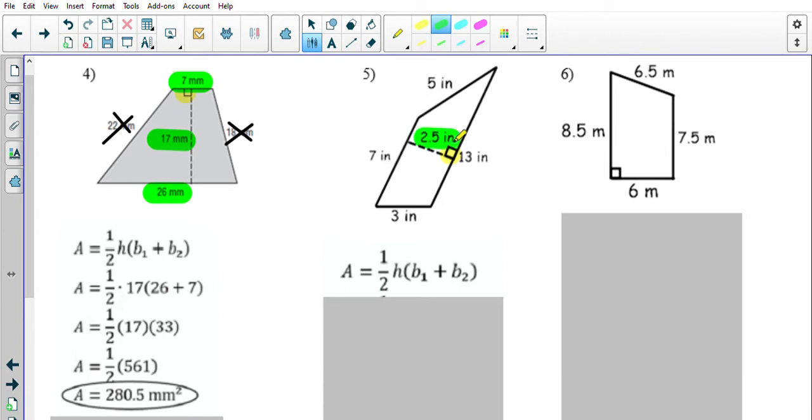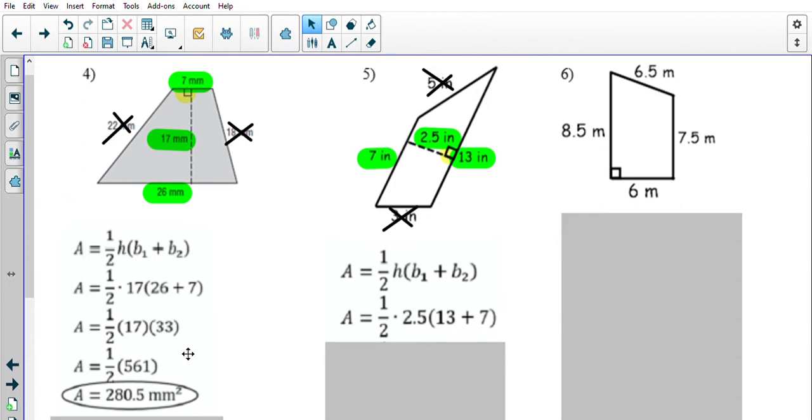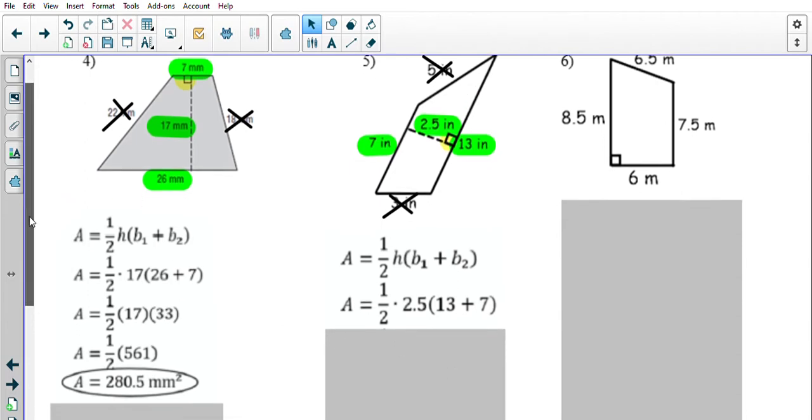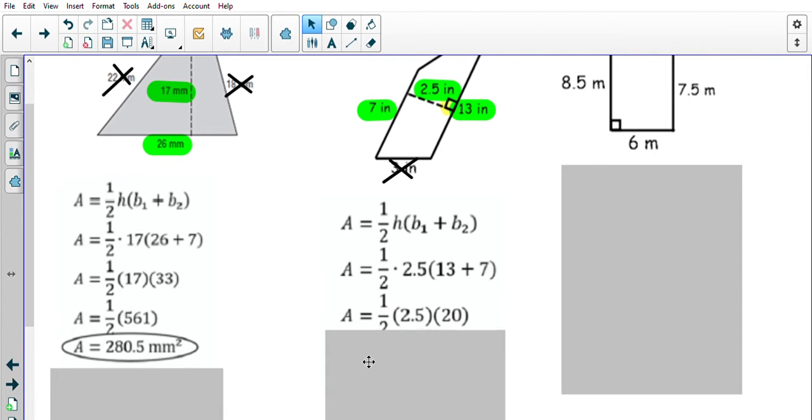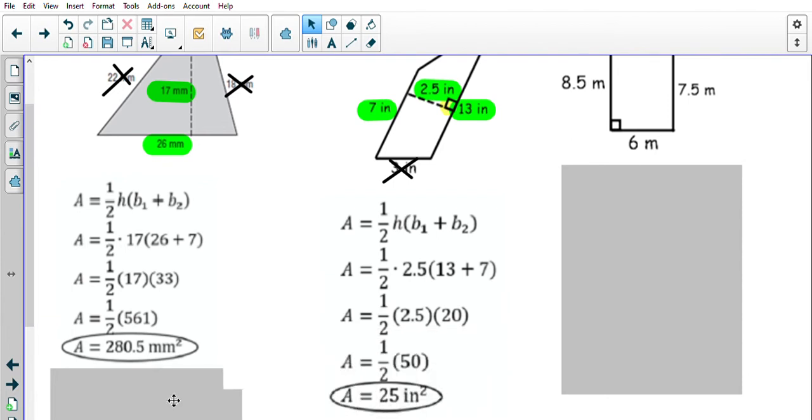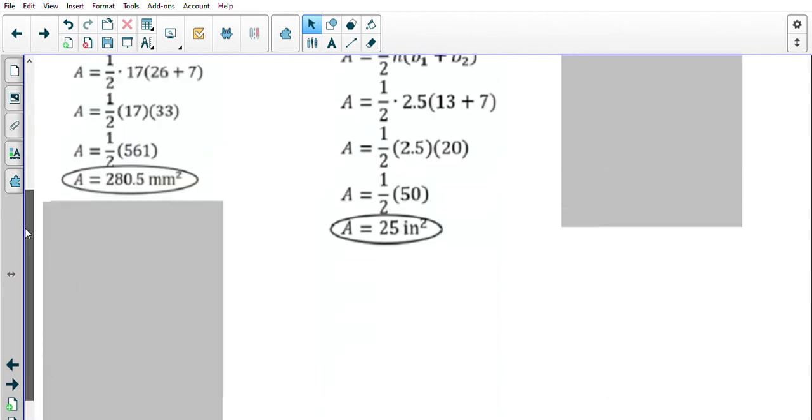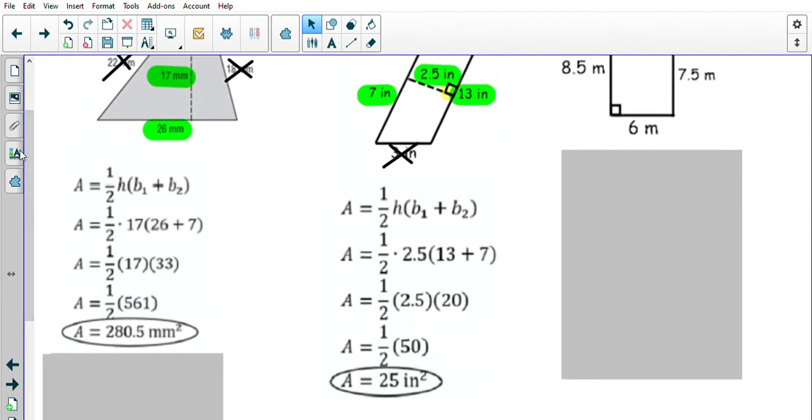It doesn't go top to bottom this time, at least not in terms of top of the screen to bottom of the screen. My parallel sides will be my bases, so that's going to be 7 and 13, which means I can eliminate the 5 and the 3. I don't need those at all. So let's replace what I know. We're going to have half times 2.5, and then in parentheses 13 plus 7, which is going to be half times 2.5 times 20. 2.5 times 20 gets us 50. And half of 50 is an area of 25 inches squared.